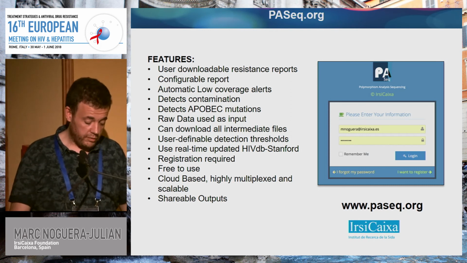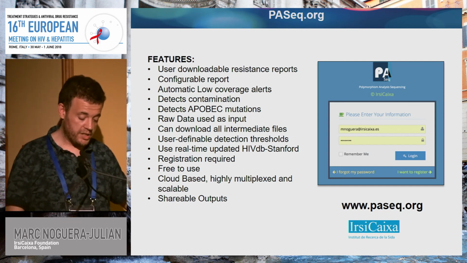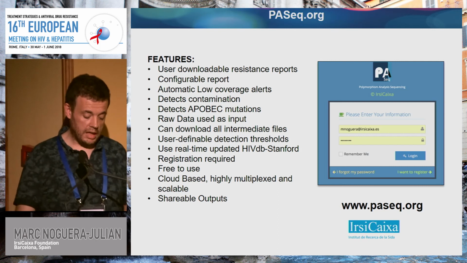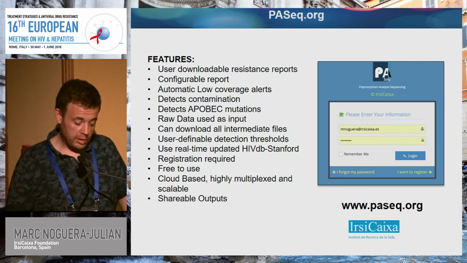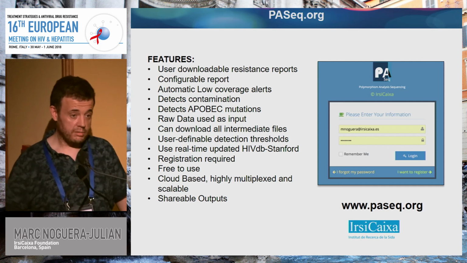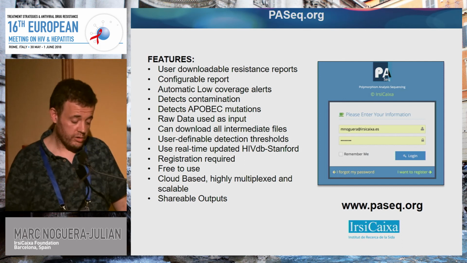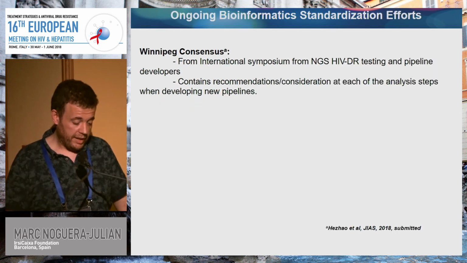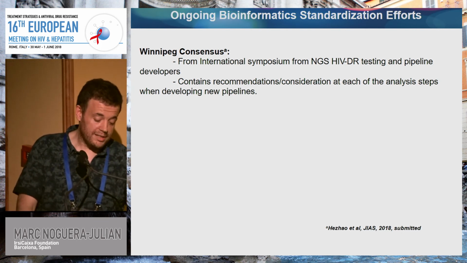Okay, so specific features of this software: it also detects APOBEC mutations, but it doesn't use the approach by Schaffer, it uses the Hypermut algorithm to detect APOBEC editing. You can also download all the intermediate files. It's free to use. It's also cloud-based, and it's highly multiplexed as well. And it also has some sharing options to open your results to particular other users that you want to share your results with.